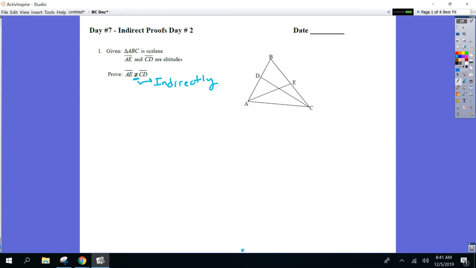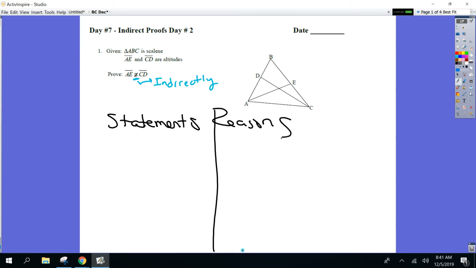All right, so here we go. Let's set up statements and reasons. I'm only going to do 2 of these with you today. The rest are on your own. I need some time for you guys to work and for me to roam around to judge where you're at. So go ahead, get your givens in.